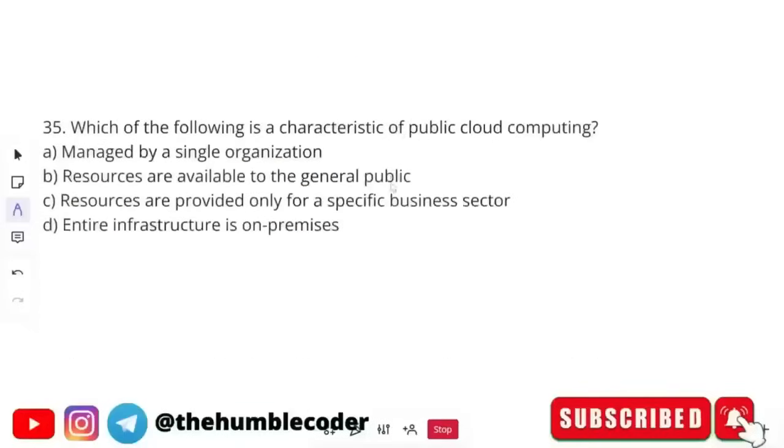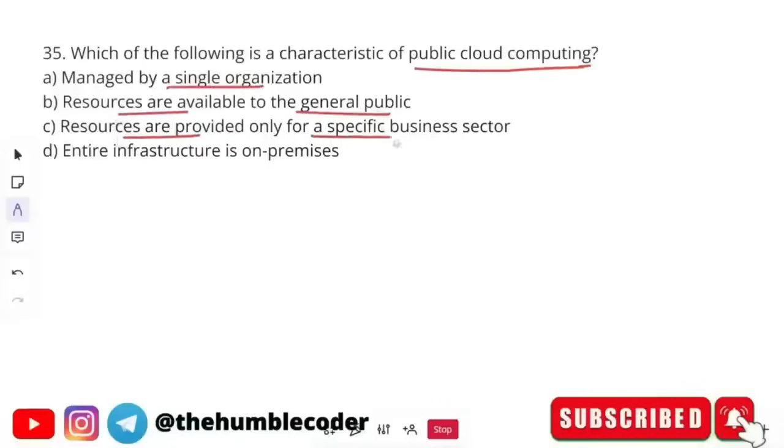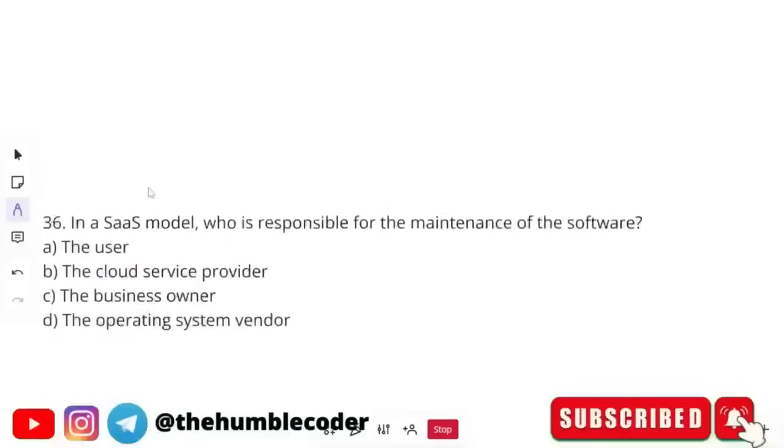Moving on. Which of the following is a characteristic of public cloud computing? Okay, so we have different options. We have to tell the characteristic of public cloud computing. Let's see the options that we have. First is managed by a single organization. Option B is resources are available to general public. Option C is resources are provided only for a specific business sector. And option D is entire infrastructure is on premise. So see guys, in this case the correct answer is going to be option number B, that is in case of public cloud computing, resources are available to general public. Okay, moving on to the next question.